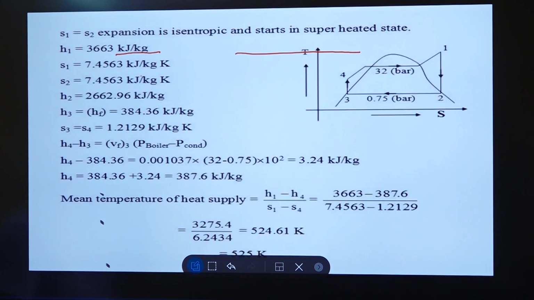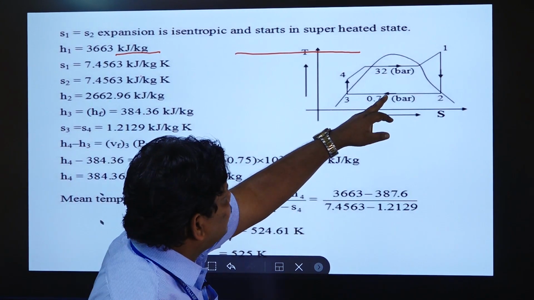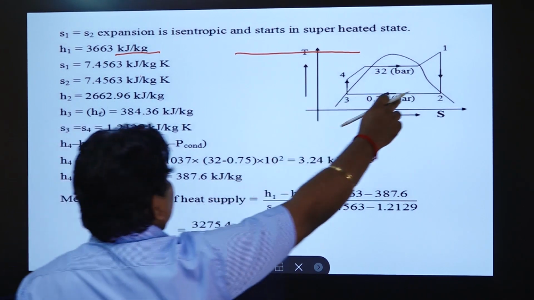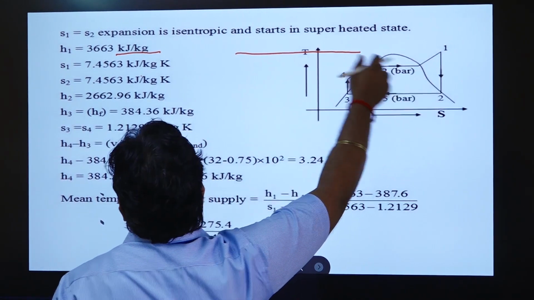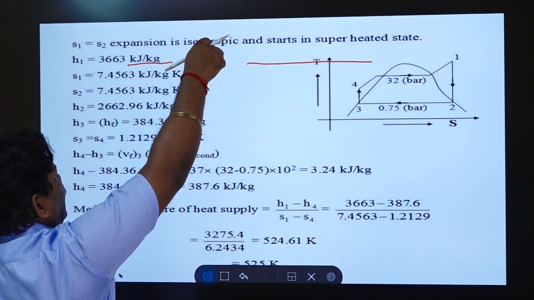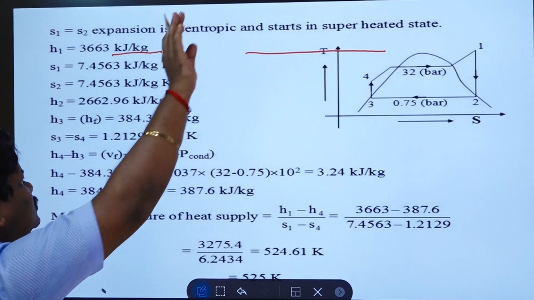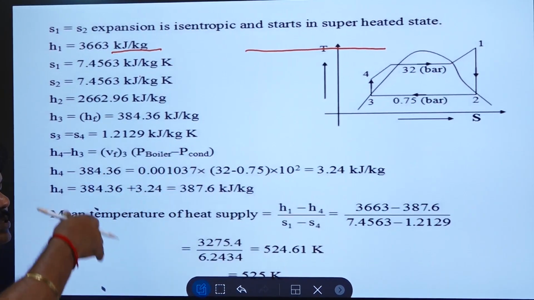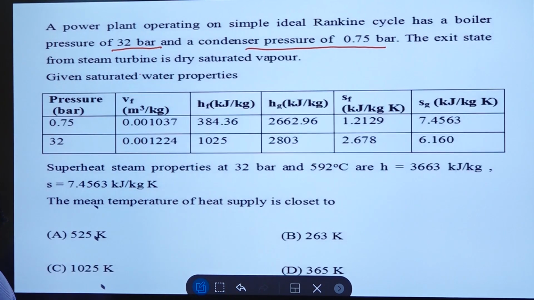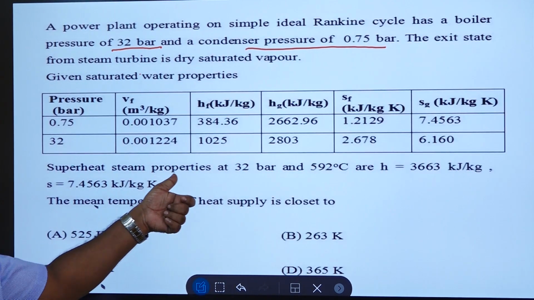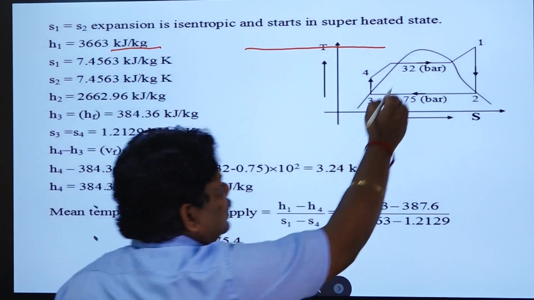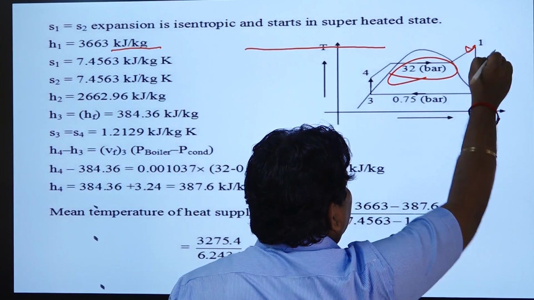So you see here, this is the diagram which represents this Rankine cycle. H1 is given to you. We know that S1 is equal to S2. So the expansion is isentropic and it starts in a superheated state, because the condition that is given to you is superheated steam condition. You can see here superheated steam properties at 32 bar. So it starts at 32 bar, at superheated conditions.